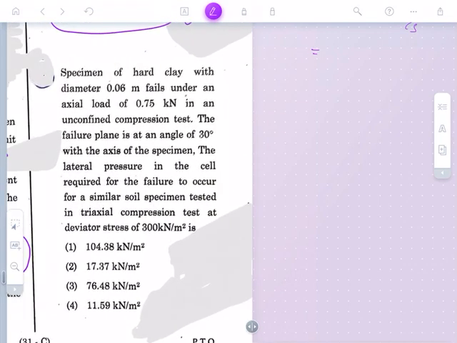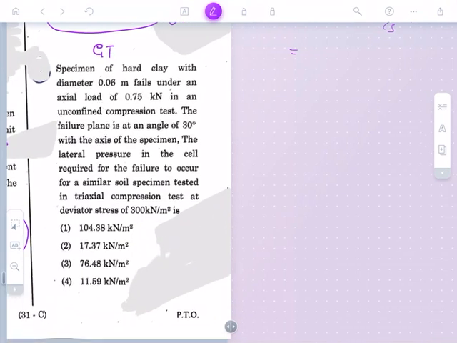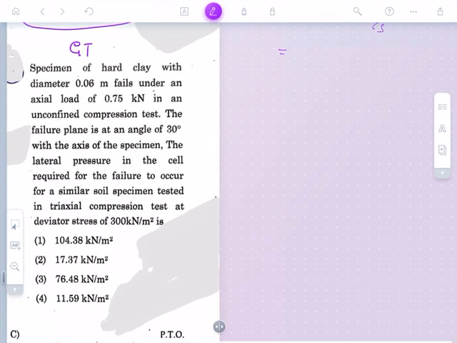Next, once again, a very important and analytical question from geotechnical engineering. I will make an understanding analysis for this question.